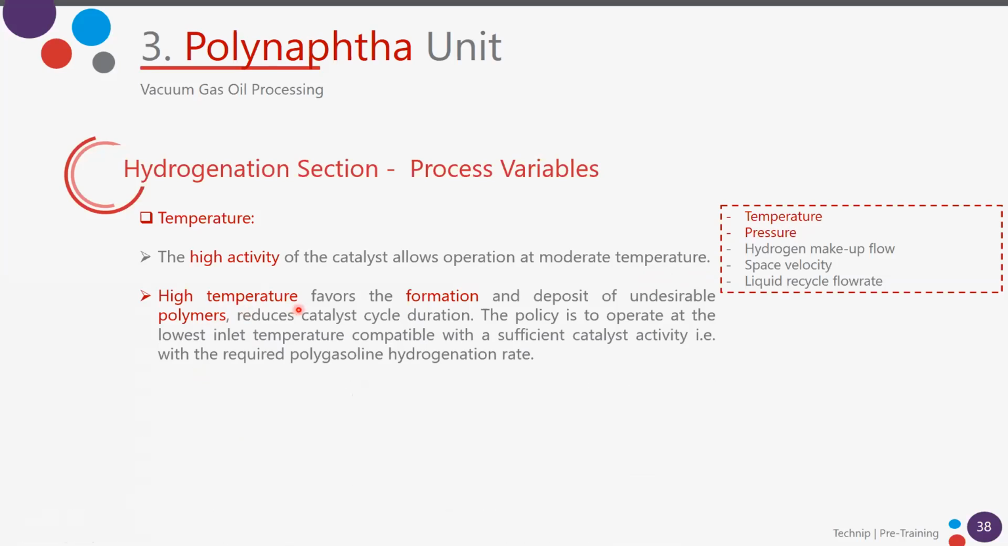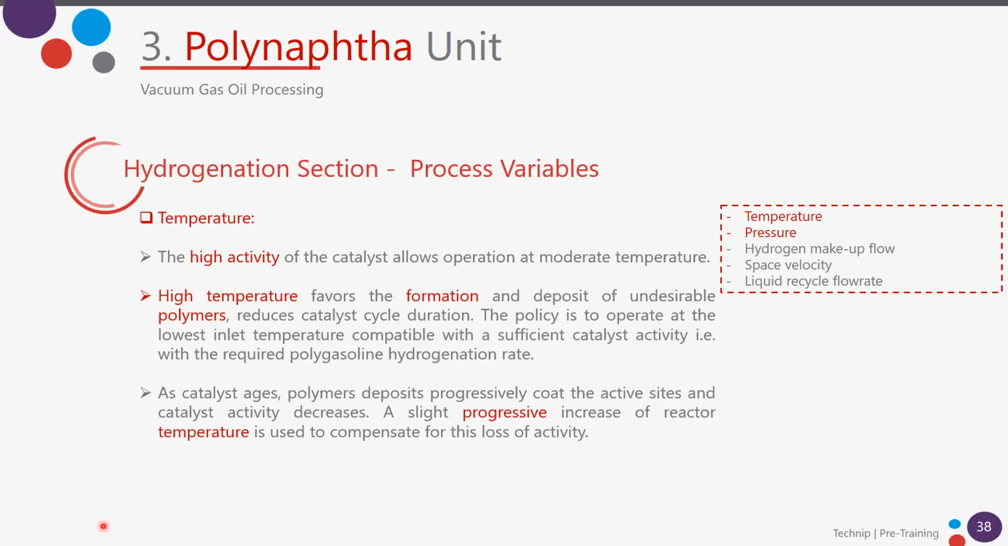The high temperature favors the formation and deposit of undesirable polymers and reduces the catalyst cycle duration. As always, we have seen in this unit the same phrase. The policy is to operate at the lowest inlet temperature compatible with sufficient catalyst activity, that is, with the required polygasoline hydrogenation rate. Because these high temperatures will favor the polymer formation on the catalyst.